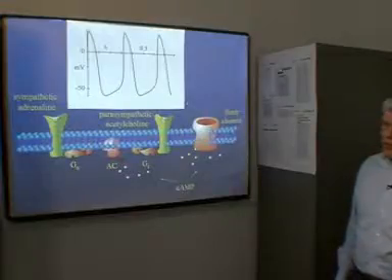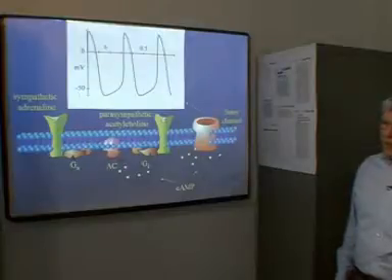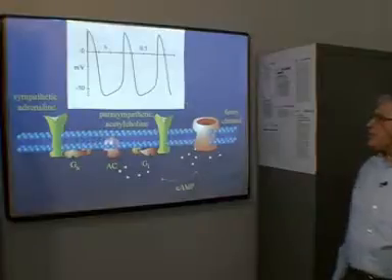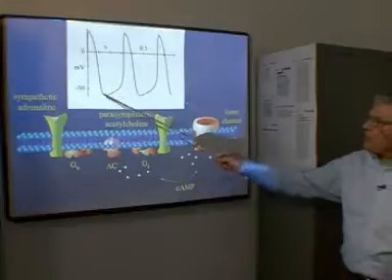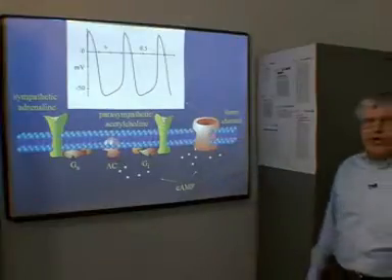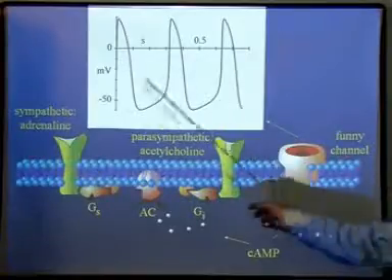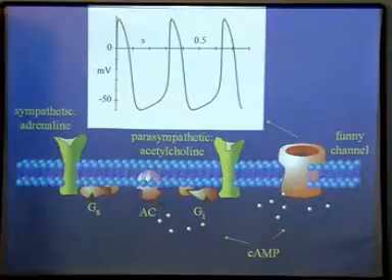For example, we know that they are regulated by the autonomic nervous system. This is important because the funny current not only is responsible for generation of spontaneous activity, but it's also responsible for rate control by the autonomic nervous system. This cartoon summarizes the situation and the control of rate mediated by the funny current, control of rate by the autonomic nervous system.